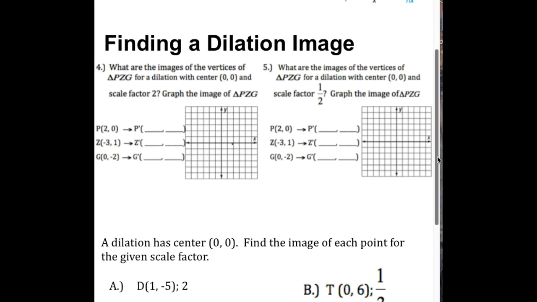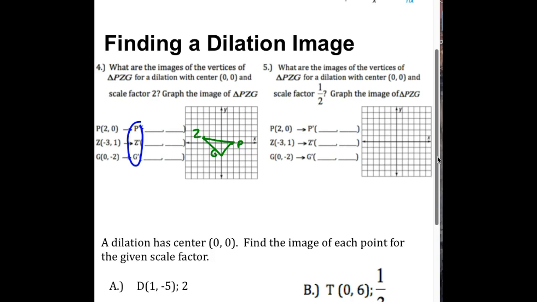We graph our P at 2, 0. Make sure that you label your points as you go. We graph Z at -3, 1. And we're going to graph G down at 0, -2. Connect your dots and you've got your pre-image. And now we're actually going to graph our image right here. That's going to be our image in blue.